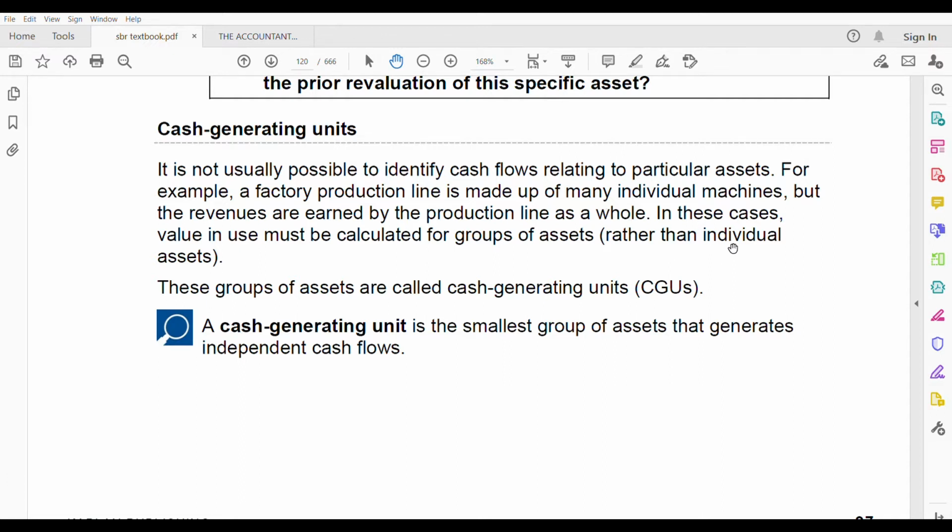So in this case, what should you do? Value in use must be calculated for a group of assets. This is like a group of assets combined in one. That is known as a cash generating unit rather than individual assets. Okay, so when you need to calculate value in use, you calculate it for a group of assets, not just one individual asset. These groups of assets are called cash generating units. Okay, so a cash generating unit is the smallest group of assets that generates independent cash flows.